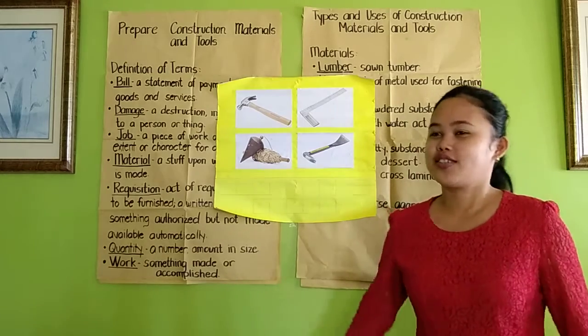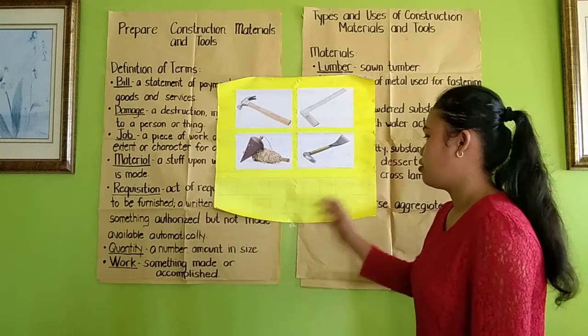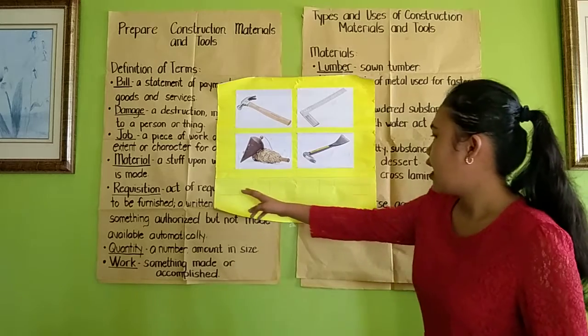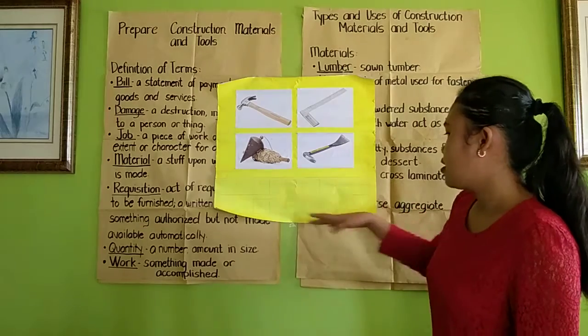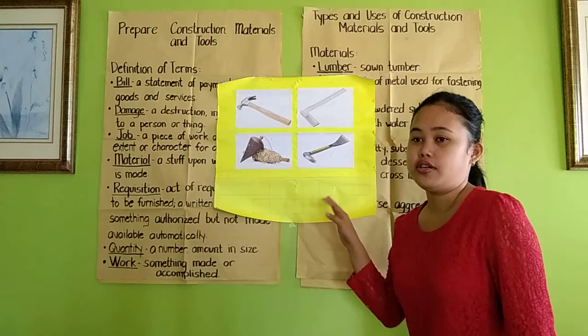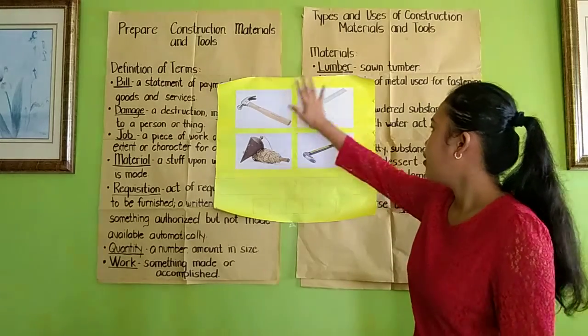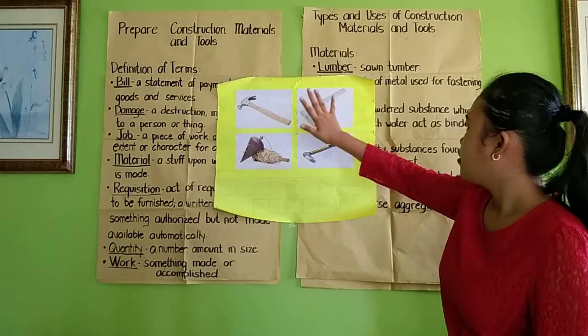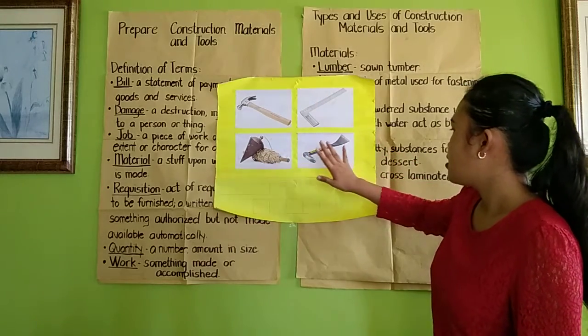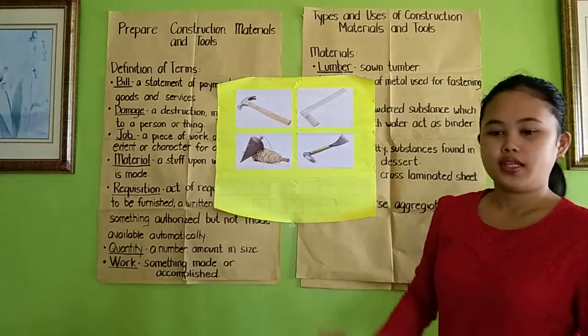Okay, correct. So it is carpentry tools. It is very obvious that the first word has 9 letters and the second word has 5 letters. So it comes with carpentry tools: a hammer, tri-square, plumb bob, and level bar.